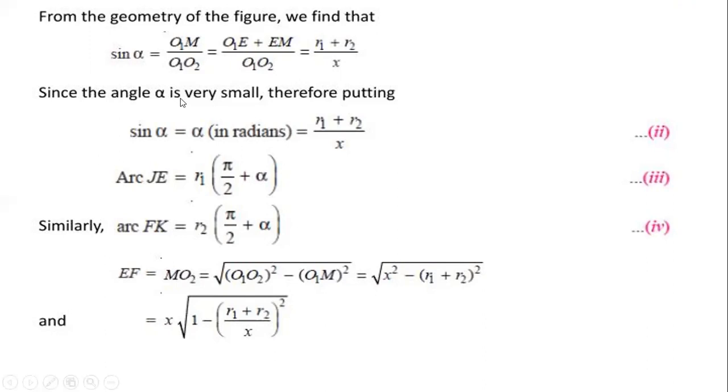Then since the angle alpha is very small, we put sin alpha equal to alpha, so alpha is equal to r1 plus r2 by x.